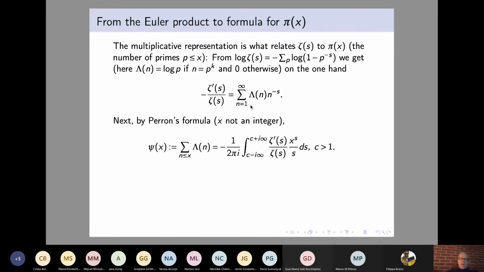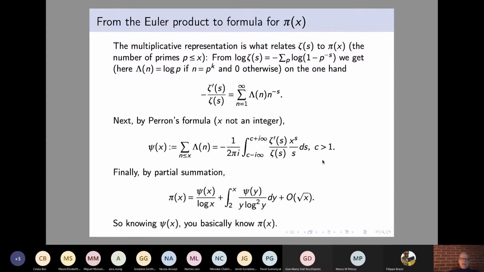And there is a classical formula known as Perron's formula, which is what we get by integrating zeta prime over zeta against x to the s over s along a vertical line to the right of the 1 line. So c here is larger than 1. Then we simply get back the sum of the lambda n's up to x.